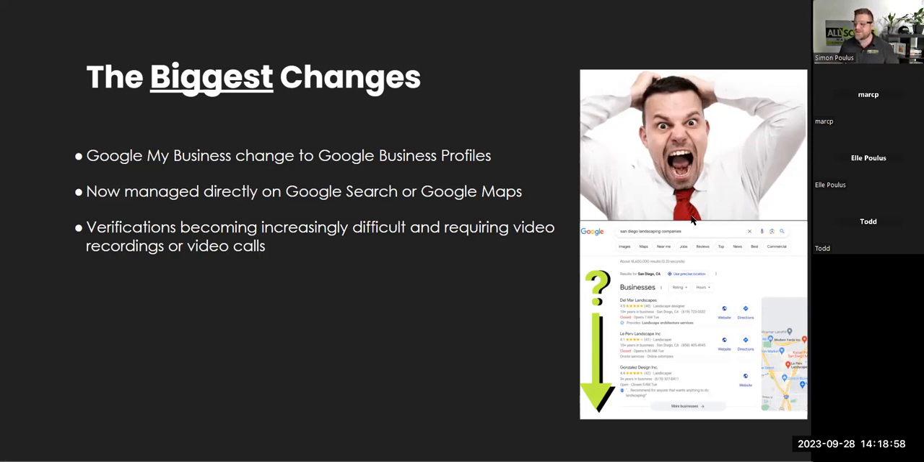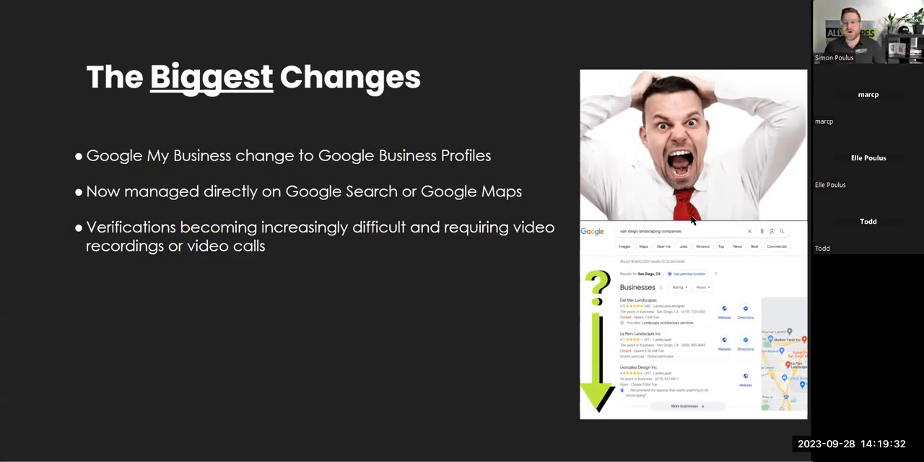verifications are becoming increasingly difficult and requiring video recordings or video calls. So you might have had this where if you were setting up a new listing, Google wants to actually have a one-on-one video call with one of their representatives where you have to walk around, show them tools, show them your job site. If you have an office, show them your office, signage. And even then, it wasn't impossible, or they were still declining people.